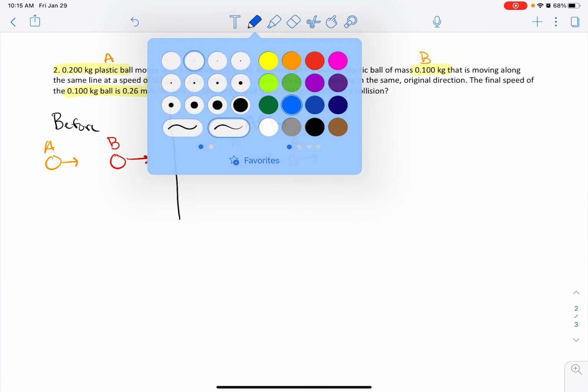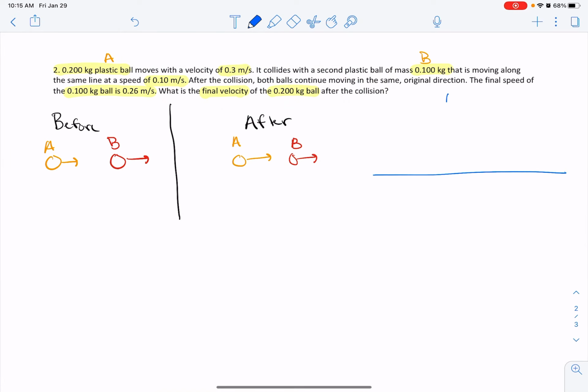So let's make our momentum bar chart. I'm going to make it over here so we have some more room. Here is our before. Here is our after. Why don't you take a second to try and draw this on your own? Let's look at it together. So before we have A and B, and then after it's A and B.